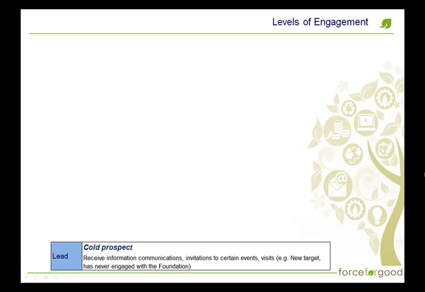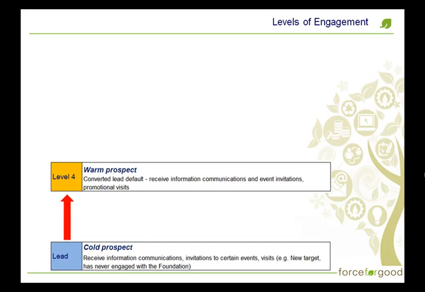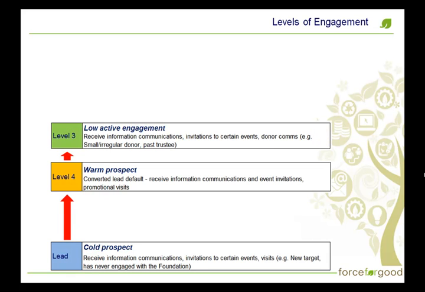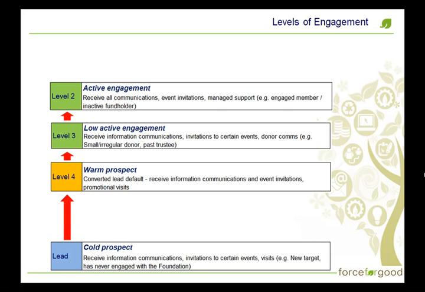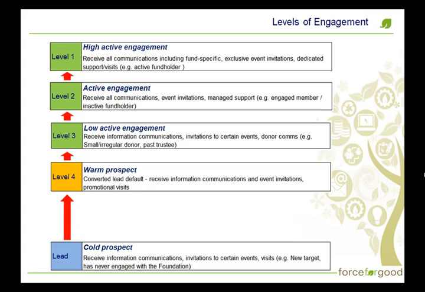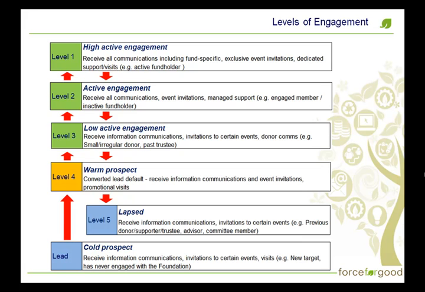5 engagement levels represent the stages in relationship development. A cold prospect receives the minimum number of communications whilst you gauge their potential. Once qualified, these leads are converted to level 4 warm prospects who now receive more communications. As they become more involved, you can update them to levels 3, 2 or 1 based on criteria you determine, their dedication, the value of their donations and so on. You can also reduce the level to represent lapsed supporters and start warming them back up again.